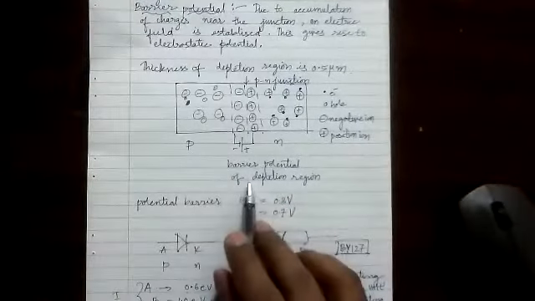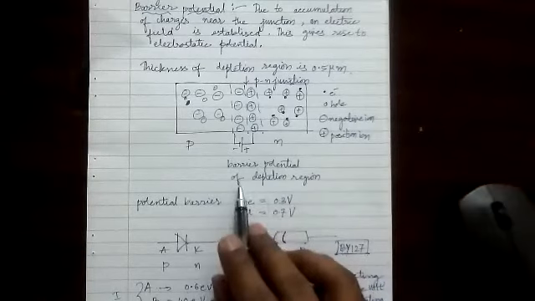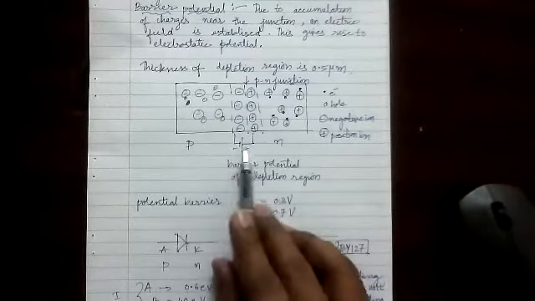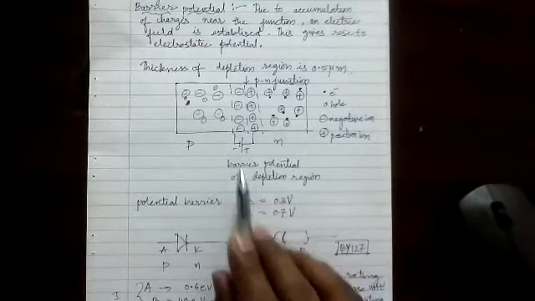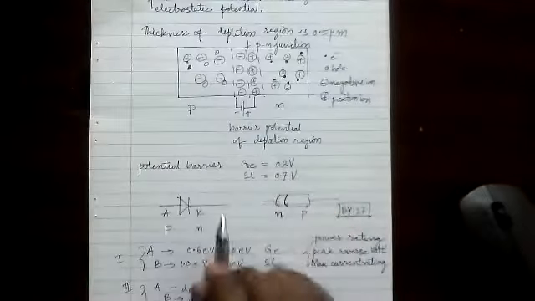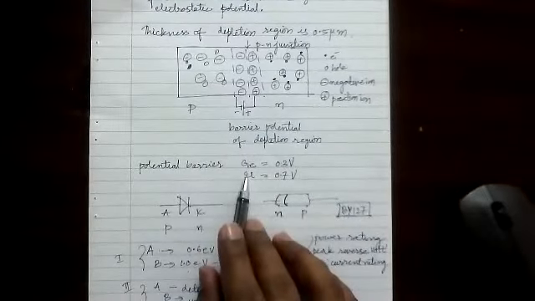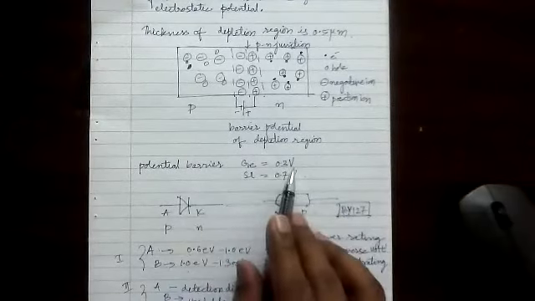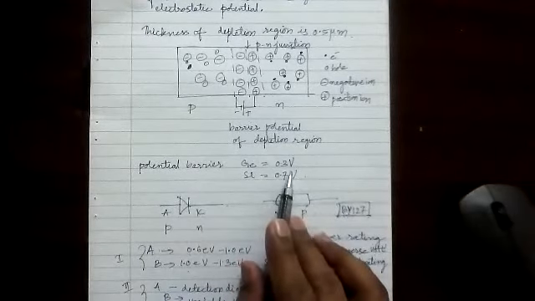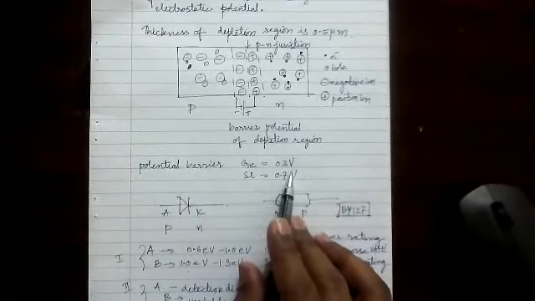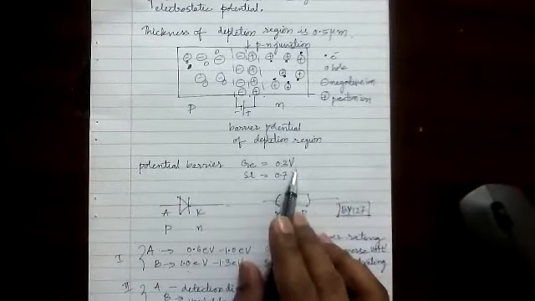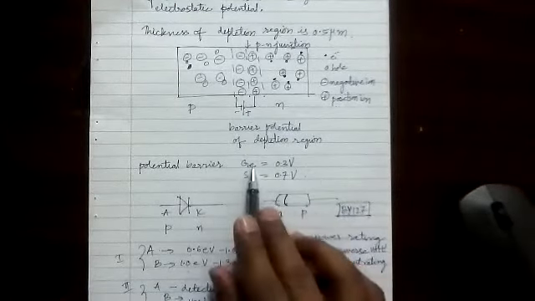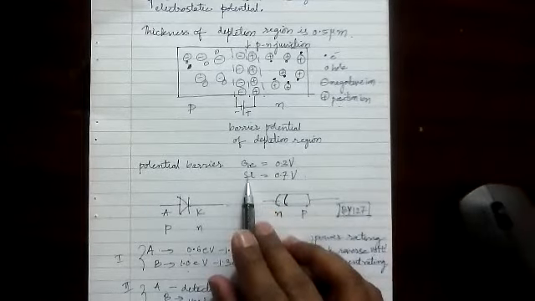We have barrier potential of depletion region. Okay, this small barrier is developed here. Now, we already know germanium, the energy gap, that was in electron volt. This is in volt. Potential difference is measured in volts, not about the energy gap. Energy gap is in electron volt, 0.72 for germanium, and silicon is 1.1 electron volt.